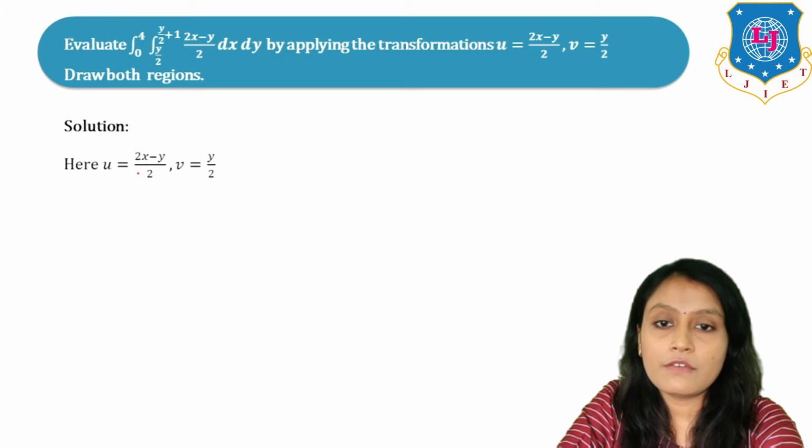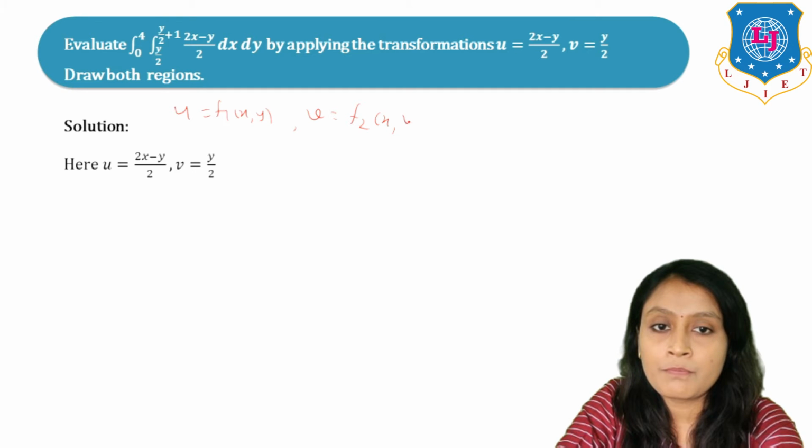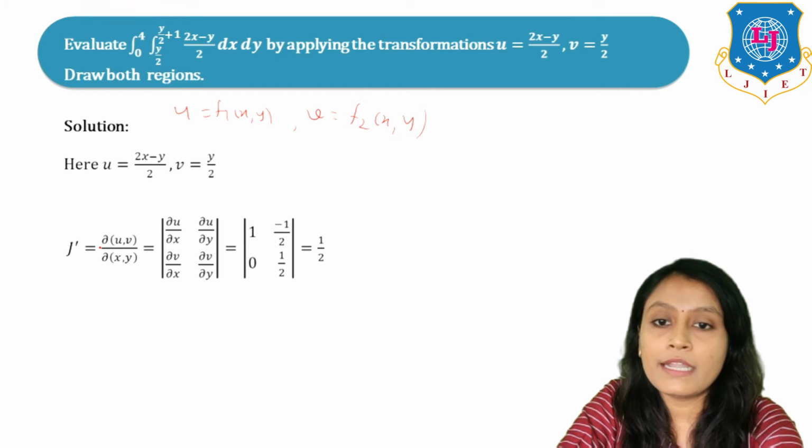Here u is given, that is 2x minus y upon 2, and v is given, that is y by 2. So here u is a function of xy and v is also a function of xy. So here we have to find J dash, and it is given by the formula del of uv upon del of xy, and this can be expressed as the determinant of del u by del x, del u by del y, del v by del x, del v by del y.